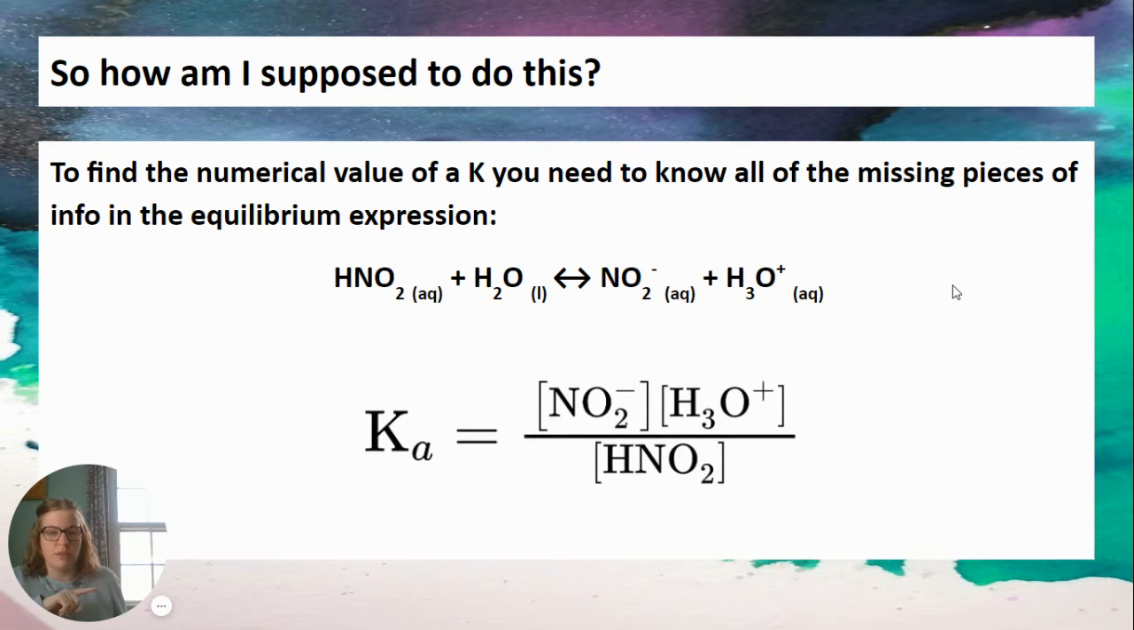All right, so here's our expression. It is the concentration of NO2- times the concentration of H3O+ divided by the concentration of HNO2. Remember, this is all at the equilibrium point, after our reaction has settled into its equilibrium position. So to find that K value, I'm going to need the NO2- concentration, the H3O+ concentration, and the HNO2 concentration. I need all three pieces. Where in the problem are they going to give me all of that information?